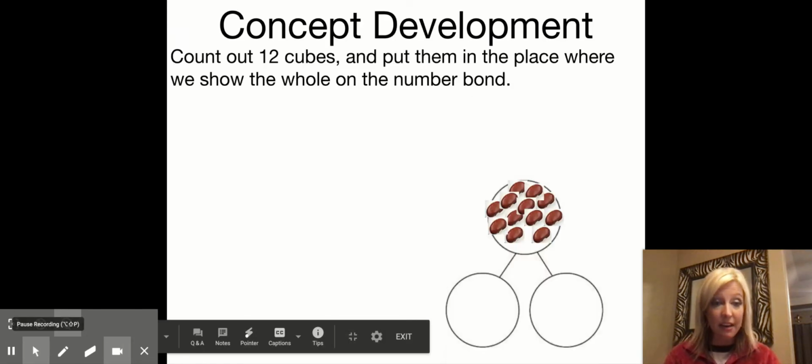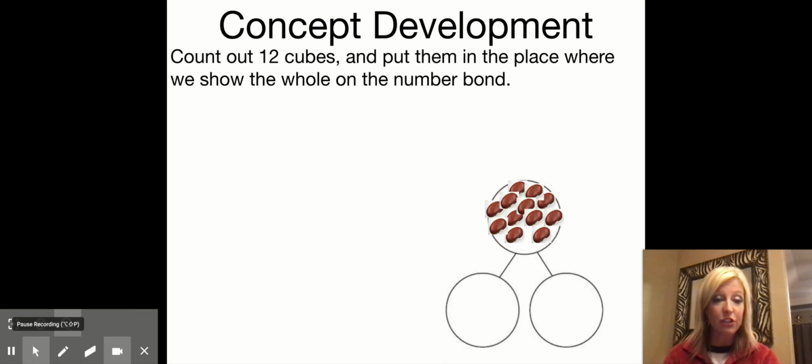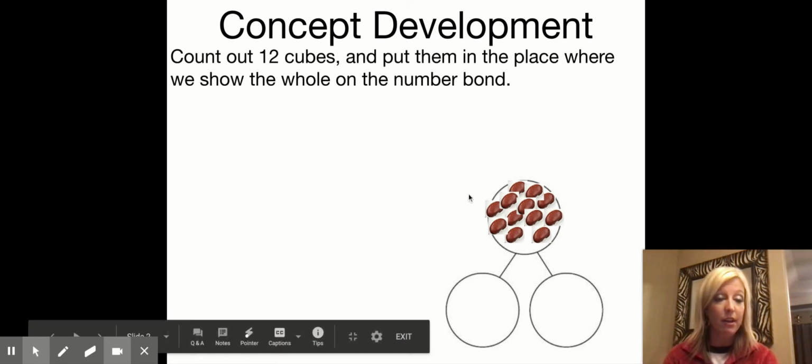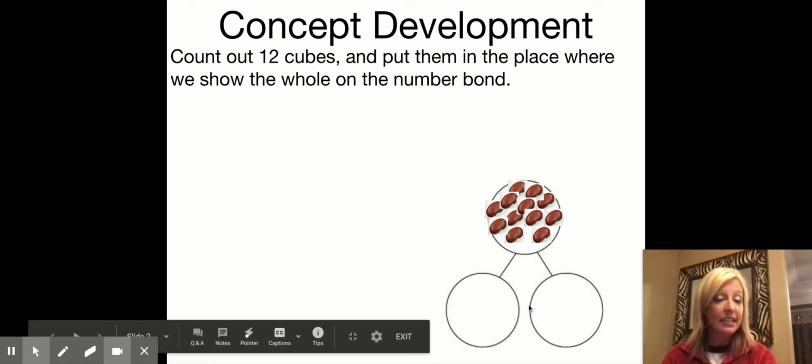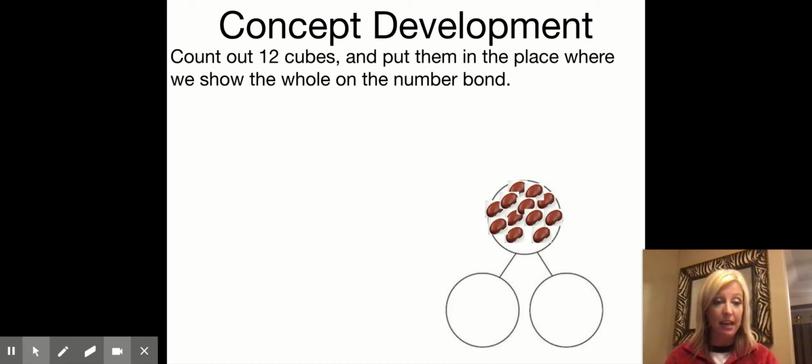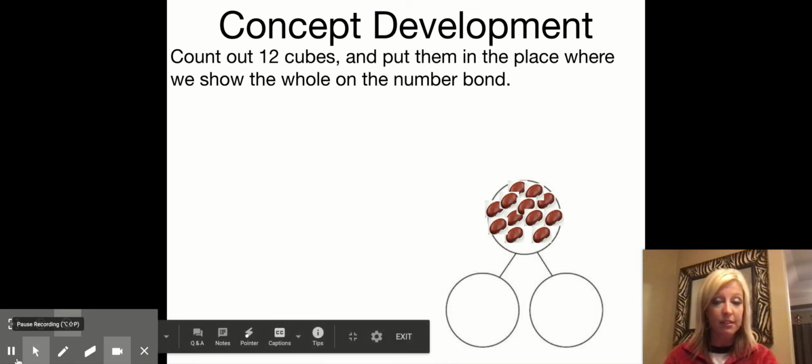The very first thing I want you to do is to draw your number bond and draw it big enough to where you can put your counters in your whole and in your different parts. So make sure when you draw that, make sure it's big enough. So pause the video and go ahead and draw your number bond.